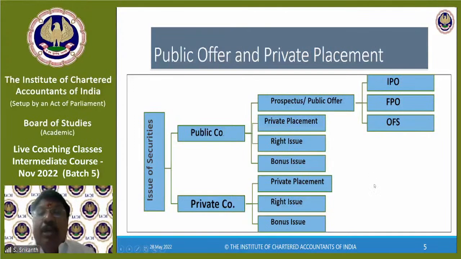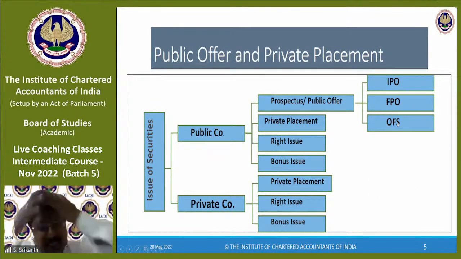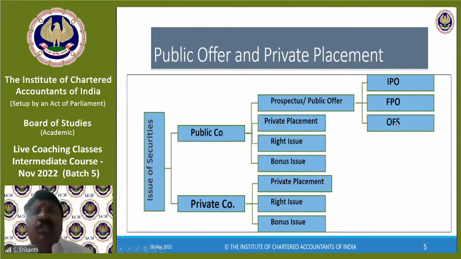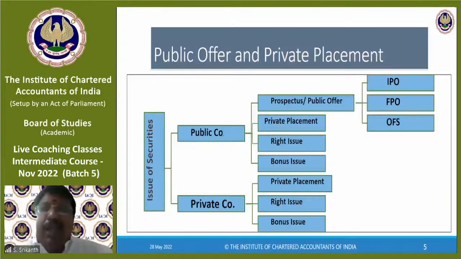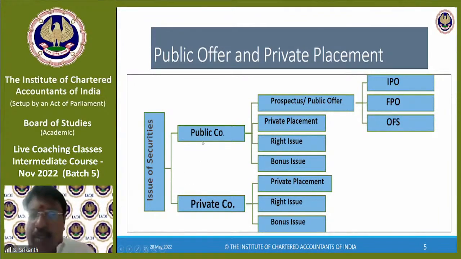This OFS document, the offer for sale document, is like a prospectus. All the disclosures should be there like in a prospectus. So they have a special section for OFS. Again, I repeat, my dear friends, IPO, FPO, OFS can be done only by a public company. A private company has a prohibition. In its articles, there is a prohibition for invitation to the public for any shares or debentures of the company. It cannot issue a prospectus. Therefore, please make a note. Only a public company can go for IPO, FPO, OFS and all.